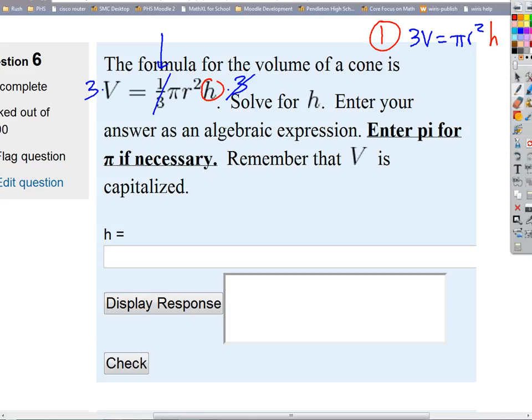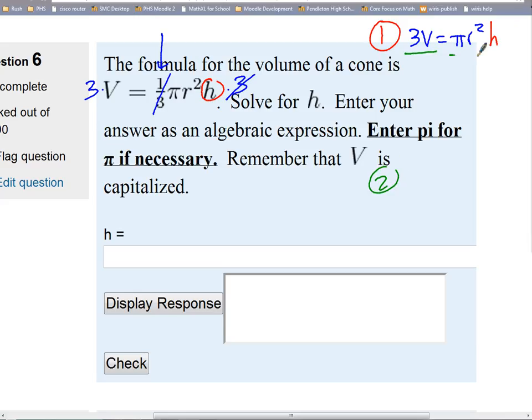So step 2 would be, I'm going to divide both sides through by pi r squared. And then that's going to cancel the pi and the r squared. And I got the h by itself, right? So I made it. I solved the problem. I get h equals 3v divided by pi r squared. So now how do we input that in this question?